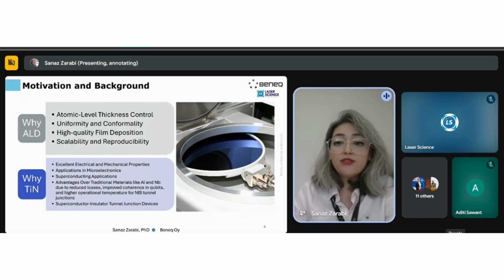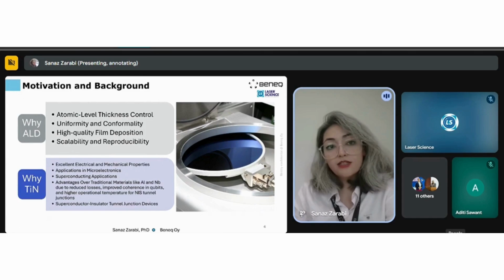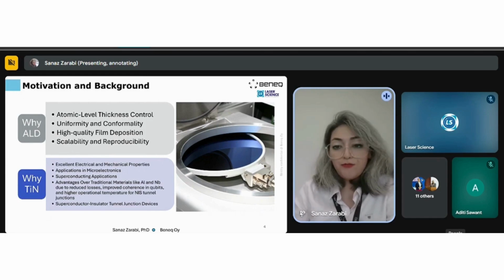TiN thin films have been used in quantum bits, the qubits, kinetic inductance detectors, and superconducting tunnel junctions, showing reduced dielectric losses compared to traditional superconductors like niobium and aluminum. Also, TiN exhibits a superconductor-insulator transition at the limit of disordered films, making it an interesting material for fundamental superconductivity studies. But the deposition of high-quality TiN thin films is not easy.